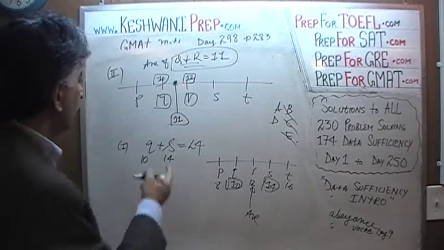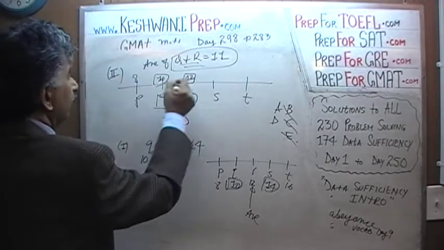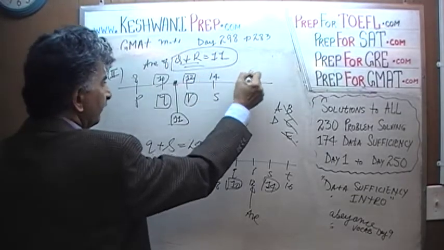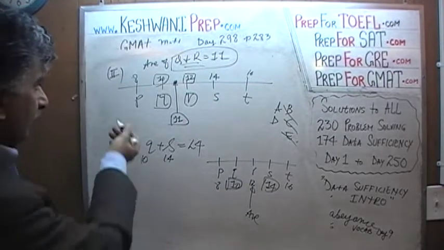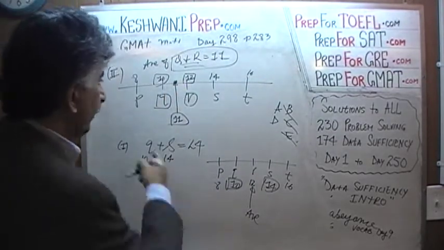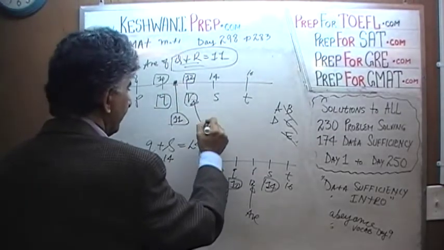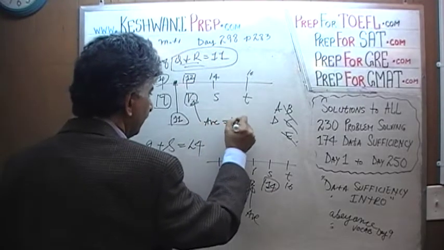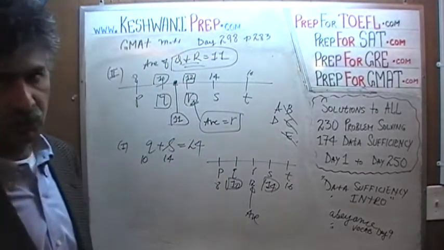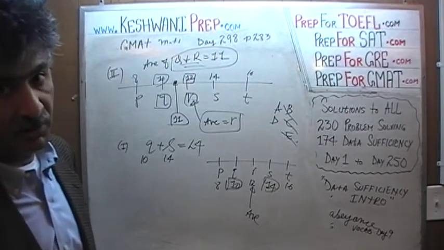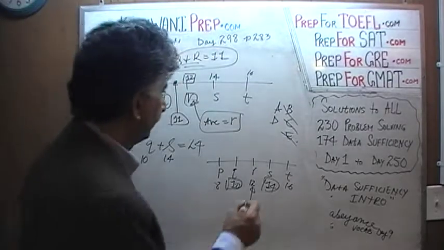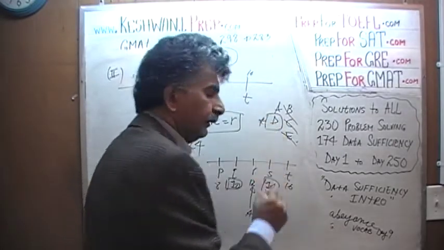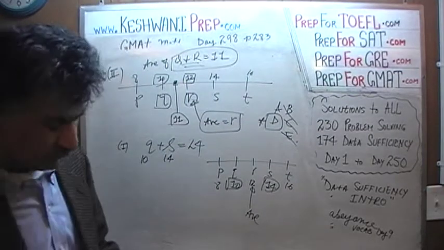That's it, we're done. Once we know Q is 10 and R is 12, the rest is same as before. If this is 10, this has got to be 8, this has got to be 14 and this has got to be 16, same as before. And now since they are again evenly spaced, the average of all of these five numbers is R, which is 12. Second statement does the job quite nicely as well. The answer is D. Let's move on then. Next one.